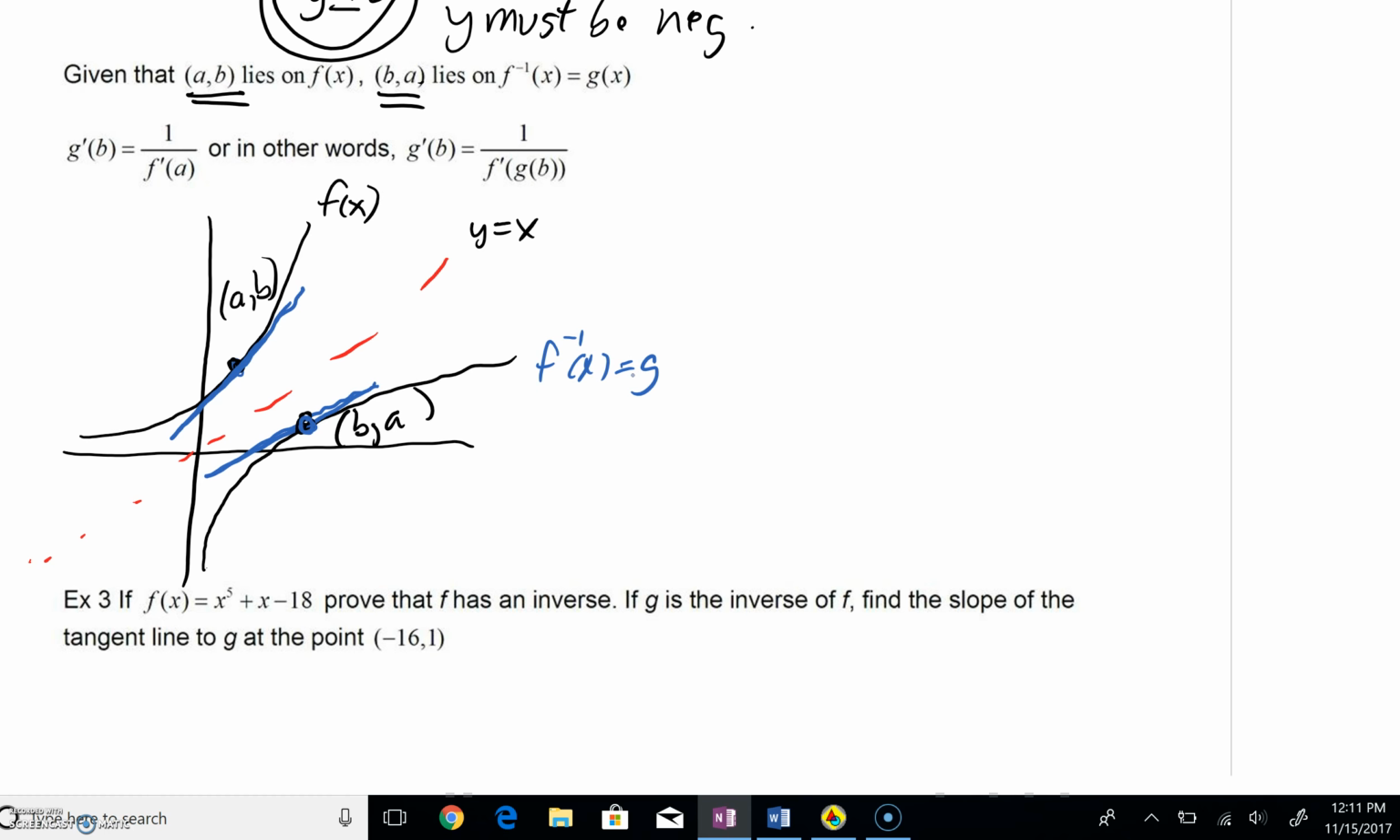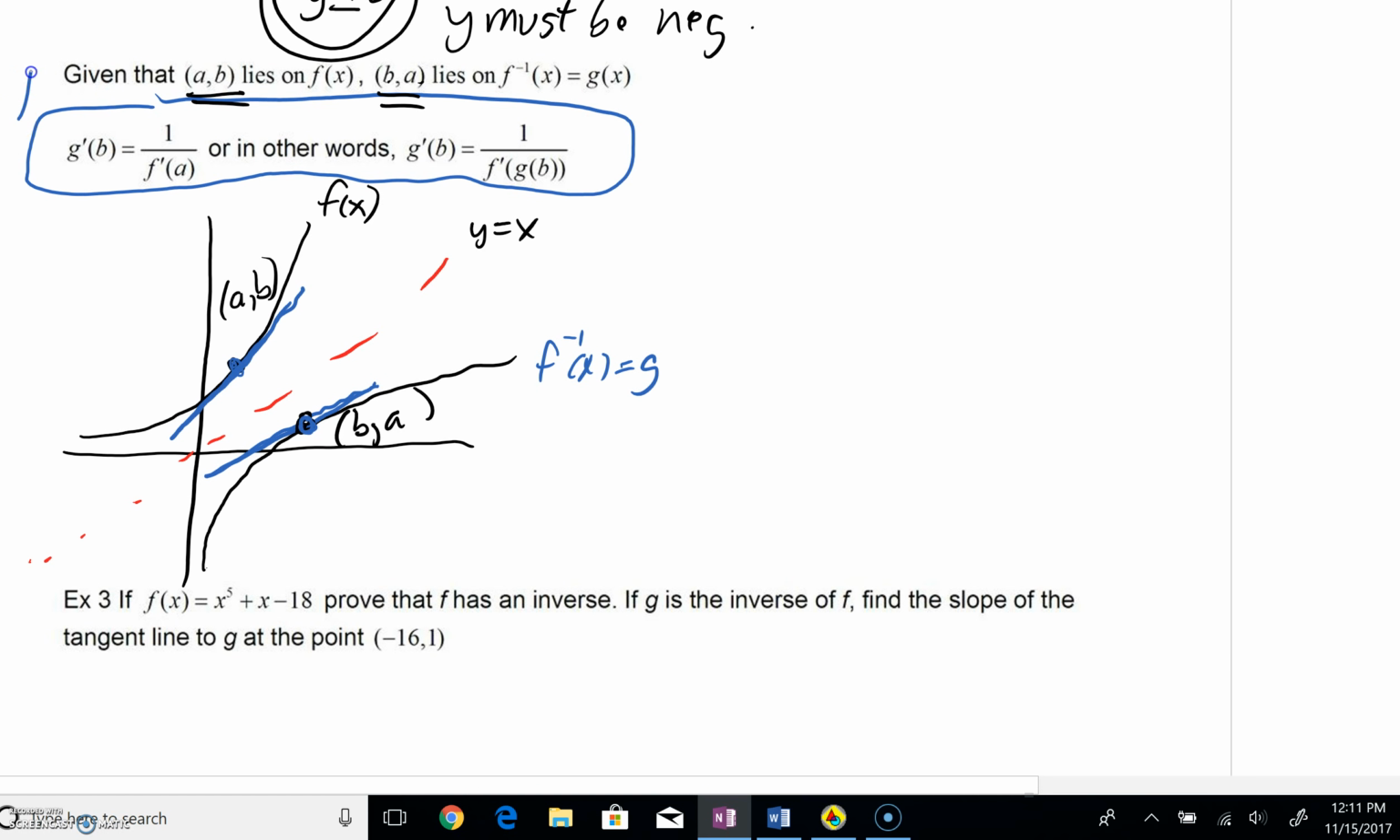And notice what this very bold statement is right here. They're saying, and this is what you really want to hold on to, that the derivative of the inverse at point b, and I'm going to highlight that right here, is the reciprocal, 1 over the derivative of the original function f at the x value of a.